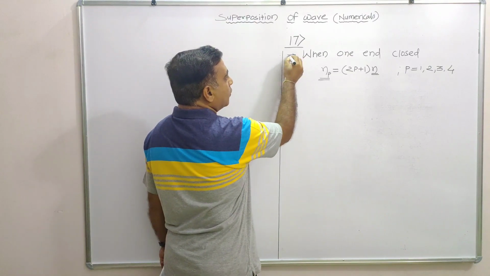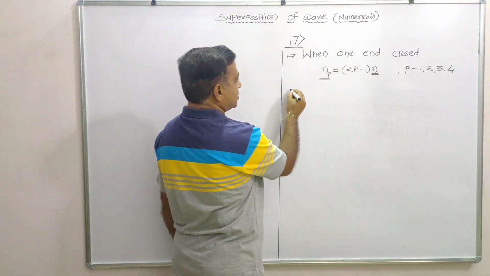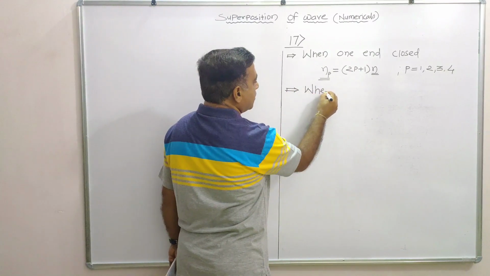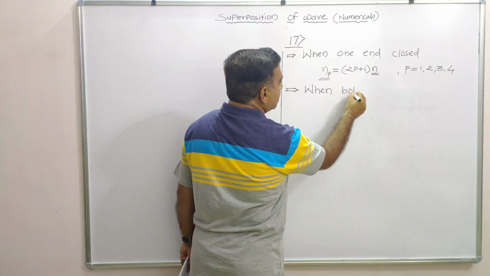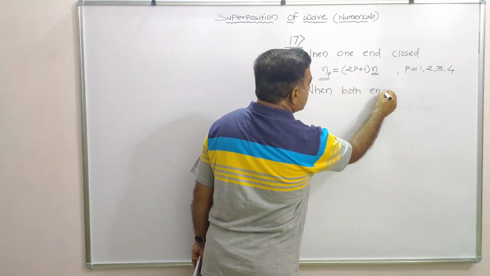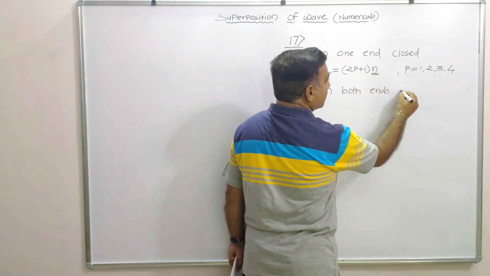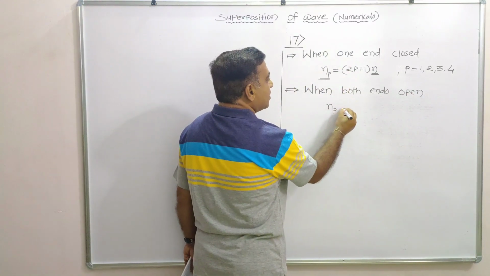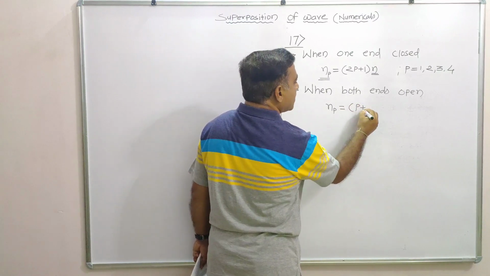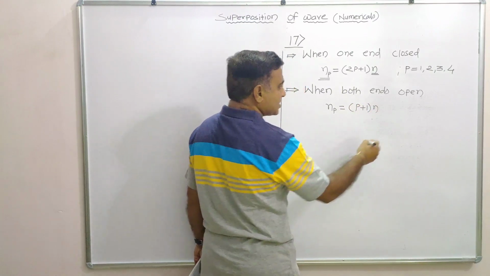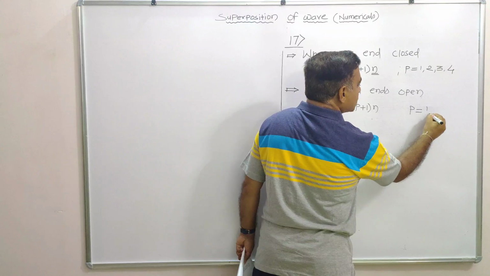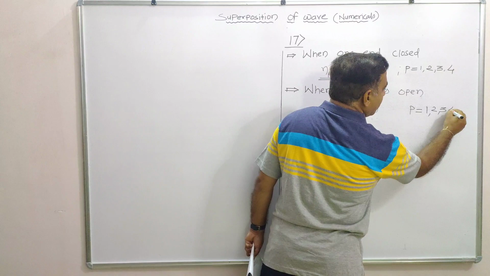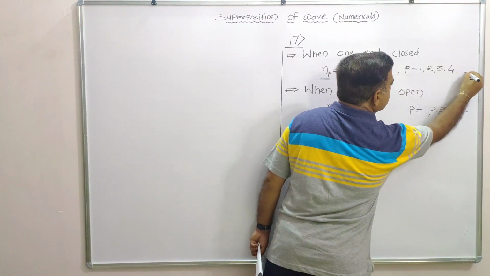That is the condition when one end is closed. When both ends are open, that time the formula changes. That is Np is equal to (P plus 1) into N. Once again, P is 1 for the first overtone, 2 for the second overtone, 3, 4 and so on.